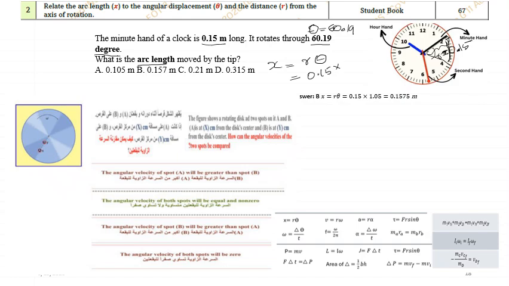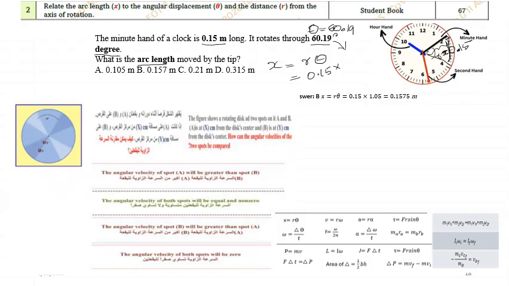Theta is not given. Theta is given, but it's given in degrees. This is what I said before: whenever you do a calculation, the angle must always be in radians. So first and foremost, what is to be done? You need to convert this quantity into radians.